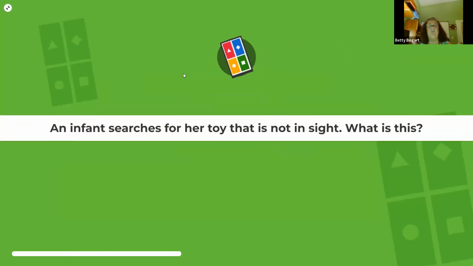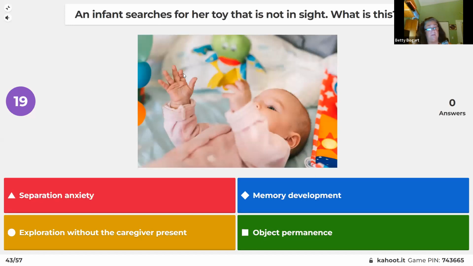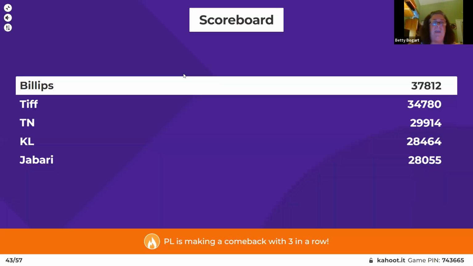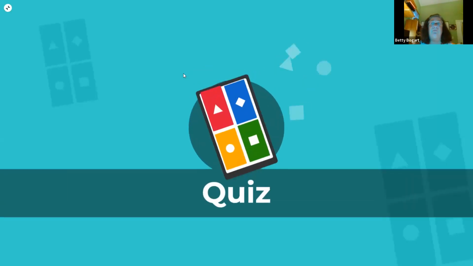Multi-select. An infant searches for her toy that is not in sight. What's that? So we know it's all about object permanence, but it's memory. They realize the toy's there somewhere, they're remembering it. And this is where an infant starts playing by themselves. They're exploring for it and finding it without any of the caregivers, mom or dad. It doesn't have to be there. They still can find it.